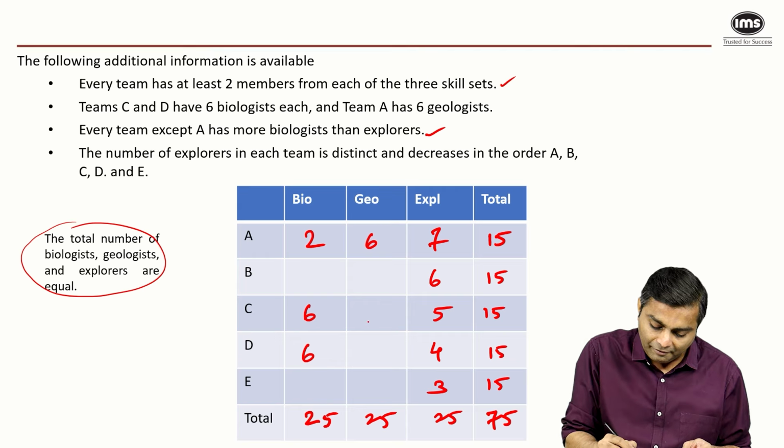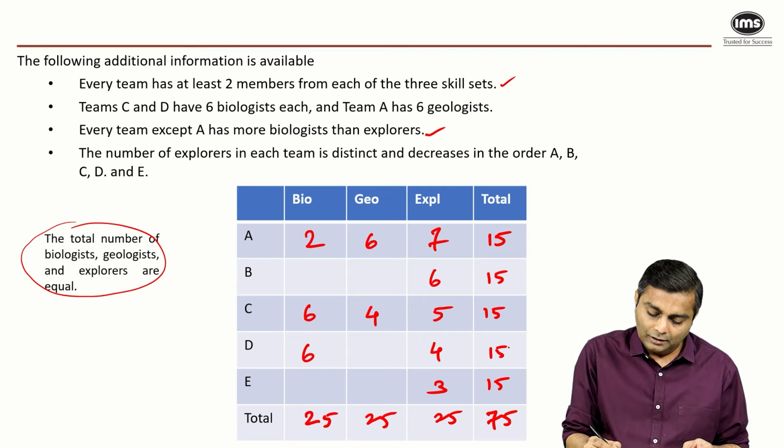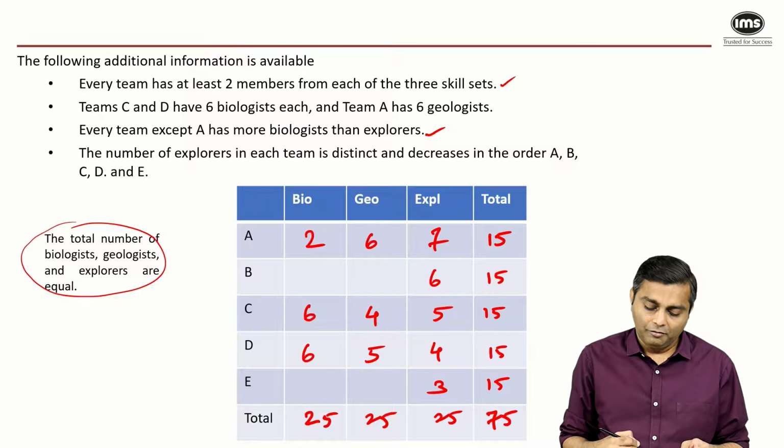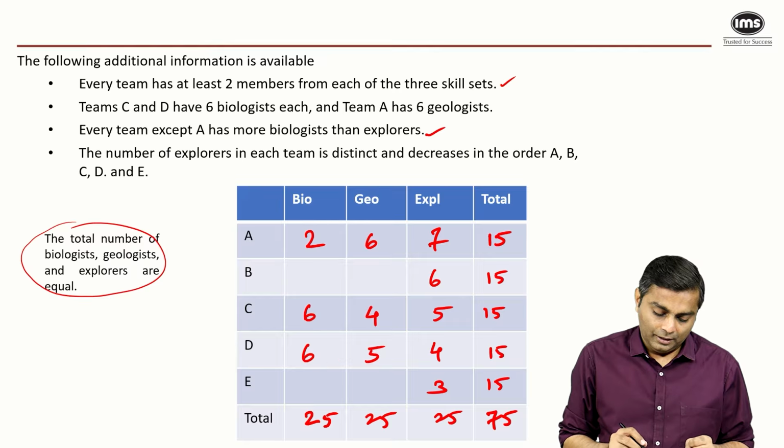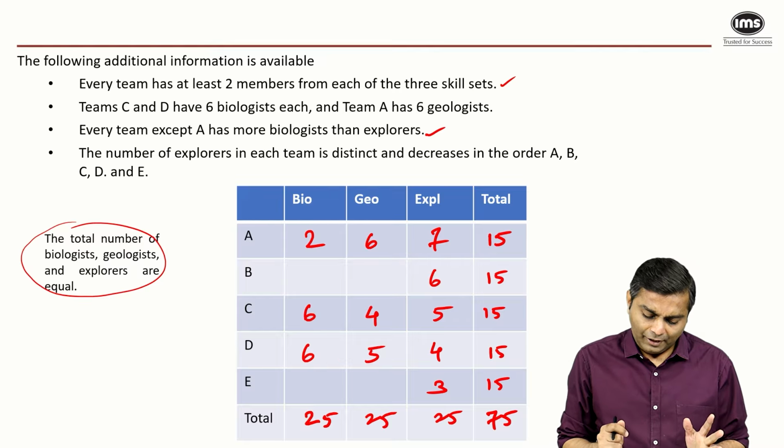6 and 5 is 11, so this has to be 4. 6 and 4 is 10, so this has to be 5. Perfect. Okay. Can we find anything else?